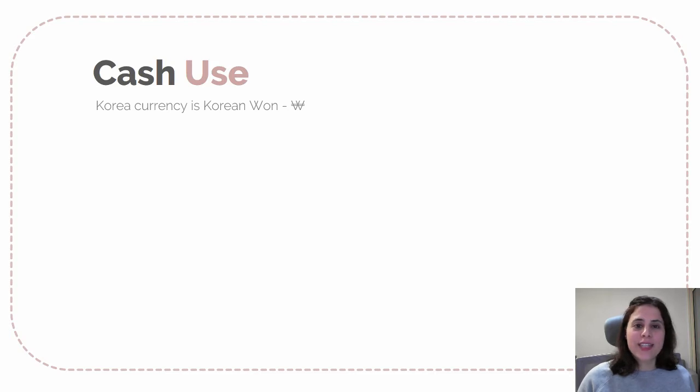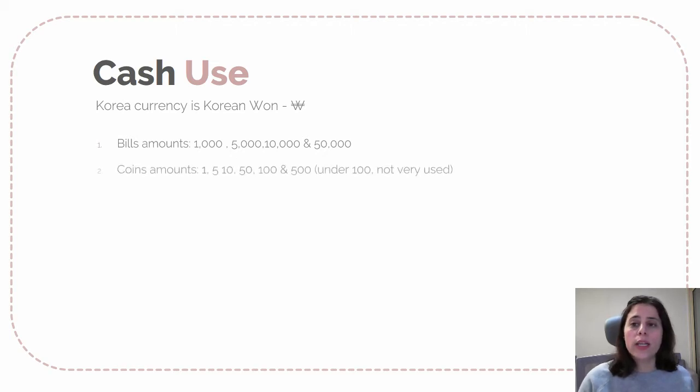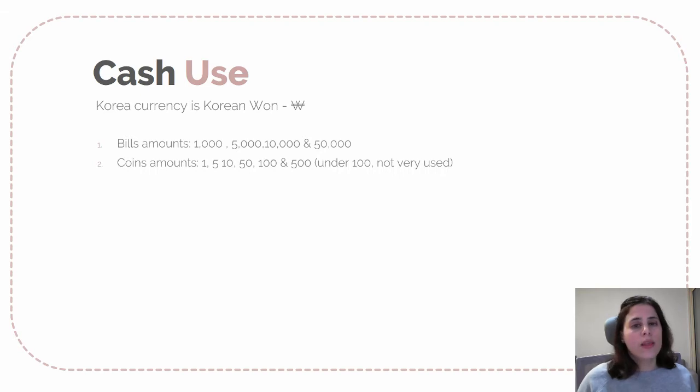First, the currency is the Korean won, and you can see how it's represented. We have bills in amounts of 1,000, 5,000, 10,000, and 50,000. And we have coins, which start from 1 to 500. Usually the major coins, if people use cash, are 100 won and 500 won.